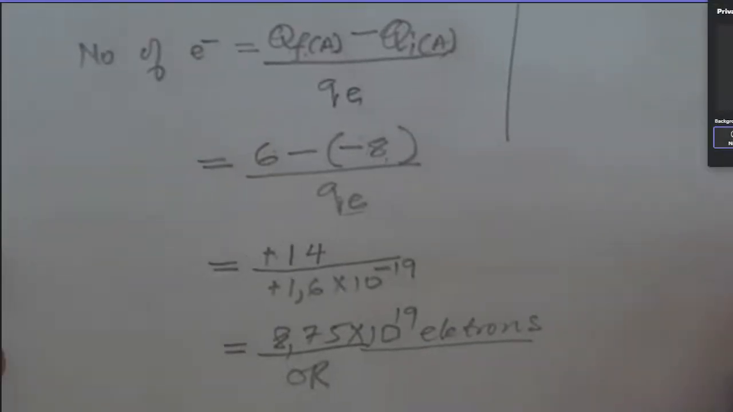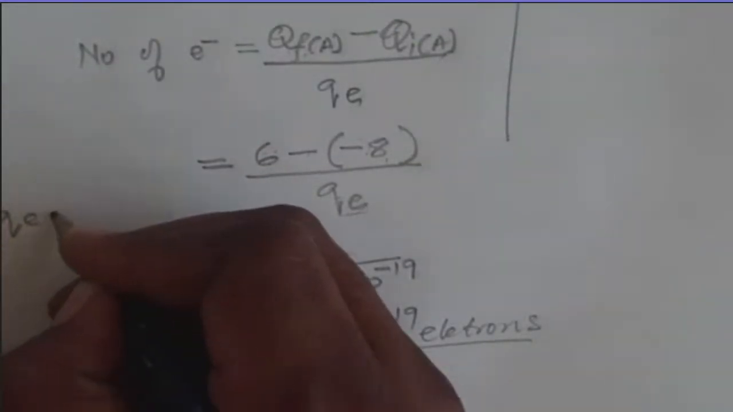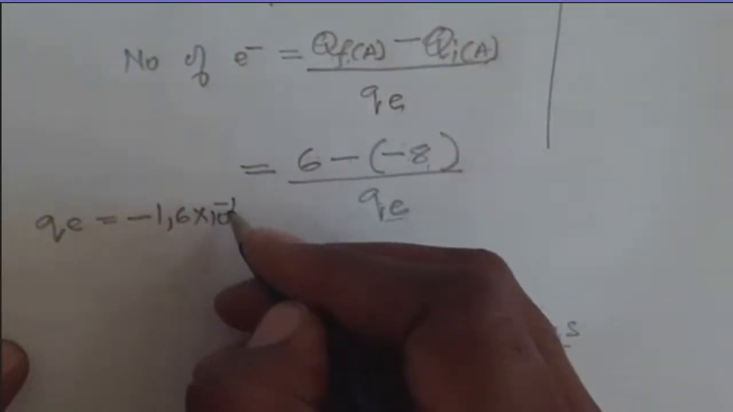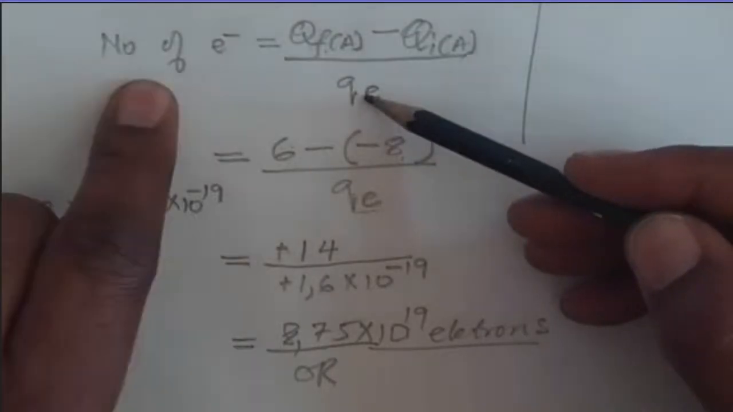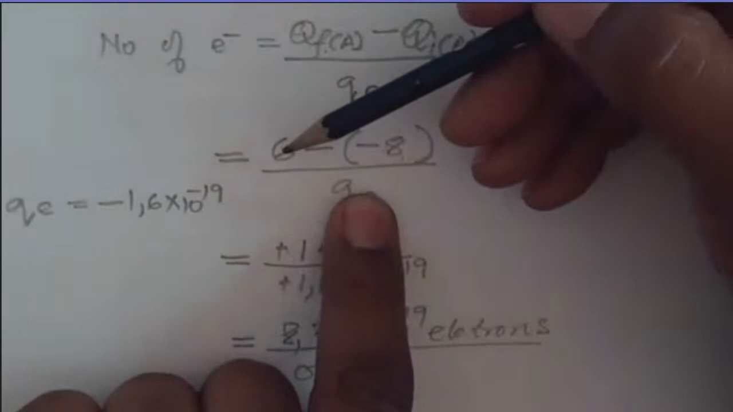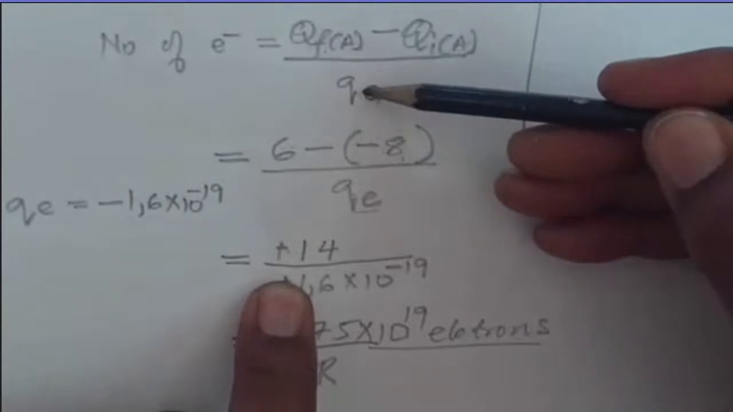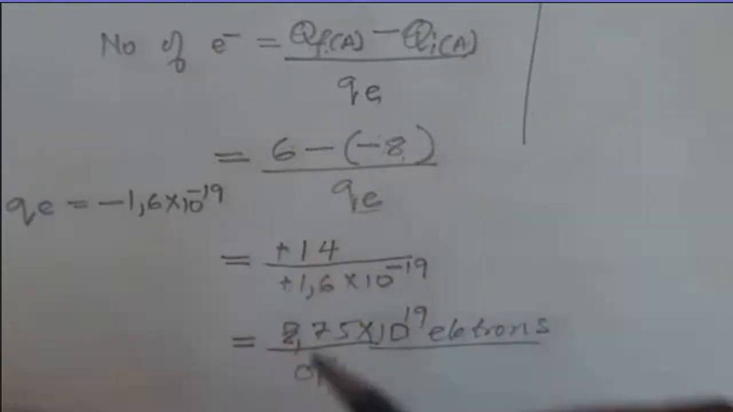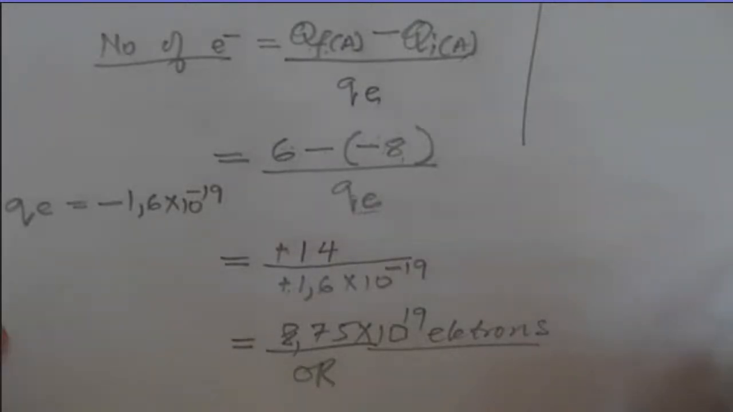Okay, thank you very much. Remember that the charge of electron is negative 1,6 by 10 to the power negative 19 coulomb. Now I wanted to keep it and not substitute it yet. Why? I wanted to check my numerator first. If my numerator is positive, then I'm going to substitute the charge of electron as positive at the bottom. The reason is that the number of electrons I'm looking for is positive.